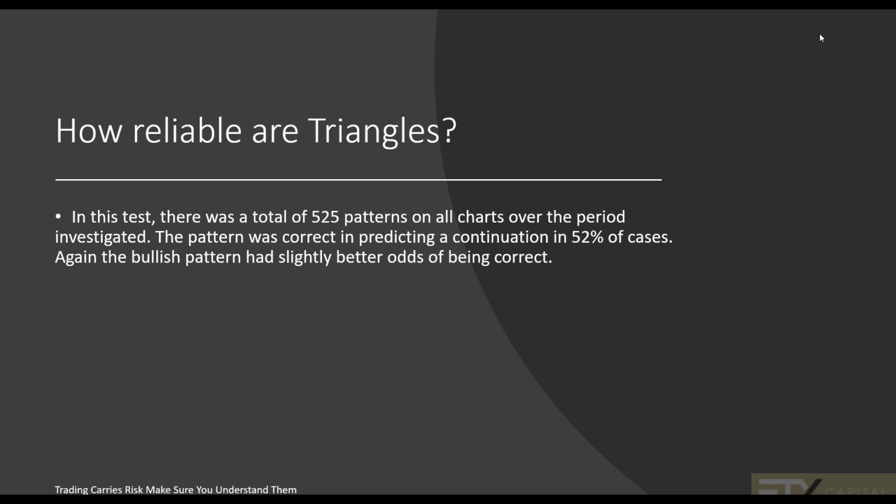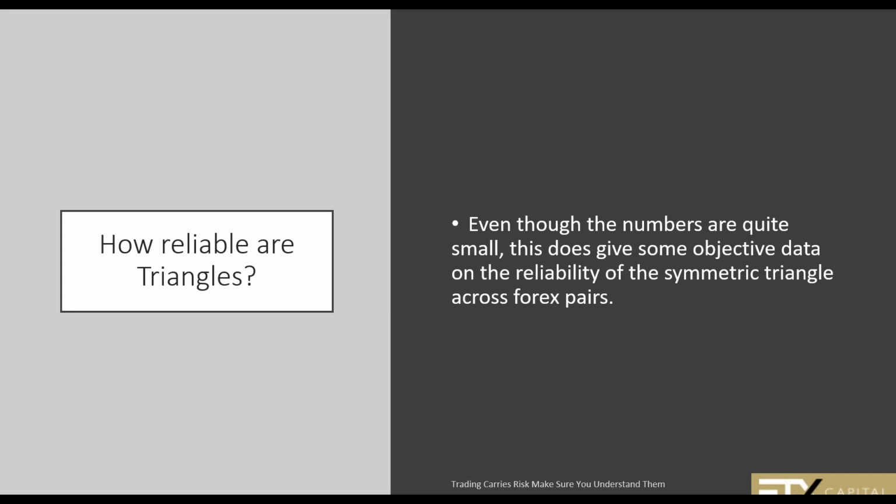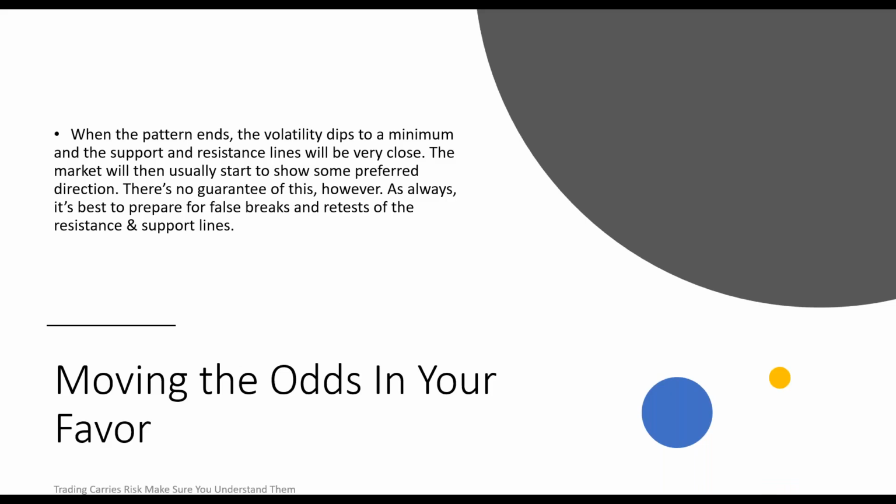Now, sure, if you're a hedge fund with billions of dollars and you can float this out and you're just trading for the odds to, statistically, be in your favor, so you had more winning trades, then it's fine, but we can't afford that. So even though the numbers are quite small, this does give some objective data on reliability of symmetrical triangles across forex pairs. When the pattern ends, the volatility dips to a minimum.